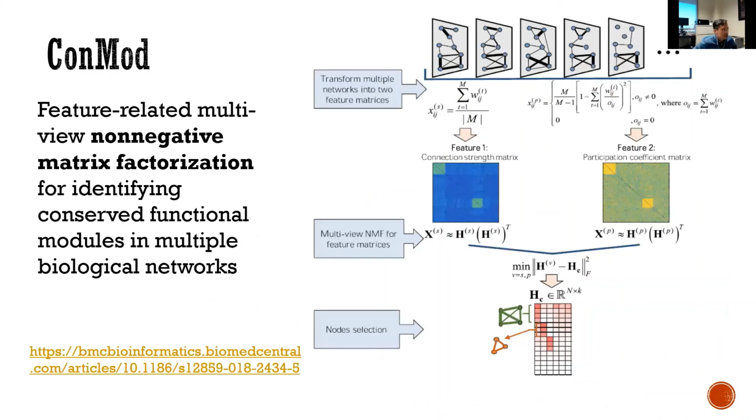The last approach I would like to mention is the software called ConMode. It uses non-negative matrix factorization, in a specific way to take into account the change of the modules across time. To do this, non-negative matrix factorization learns the features to identify those conserved modules which are unchanged across time points.